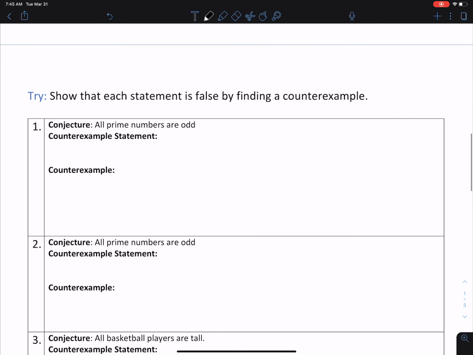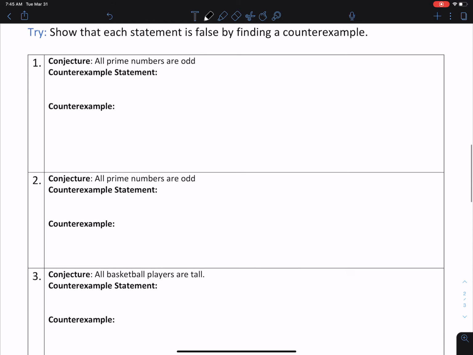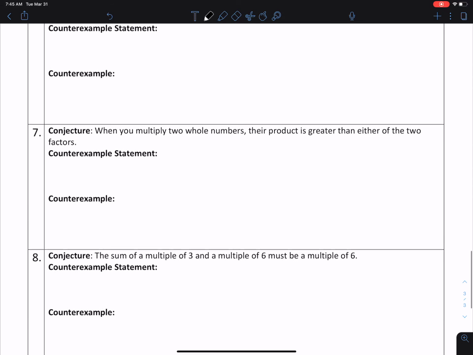Okay, so now I'm going to let you try some examples and then I'm going to show the solution to these examples in a video as well.